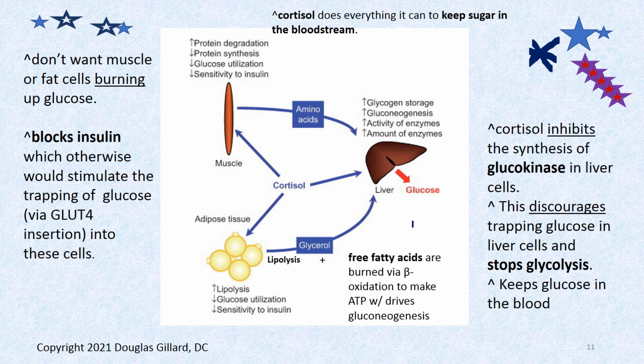All right, let's see what else is in here. Cortisol inhibits the synthesis of glucokinase in the liver cells, and that discourages the trapping of glucose in the liver cells. It stops glycolysis. Yeah, that makes sense. Glucokinase is that first step, right? So that's another thing it does. Hexokinase and glucokinase are both first step enzymes. It takes glucose and makes glucose 6-phosphate. So in liver, glucokinase is the enzyme for that first step of glycolysis. And cortisol will block this so you can't trap glucose. We're trying to make glucose. You don't want liver cells taking it in.